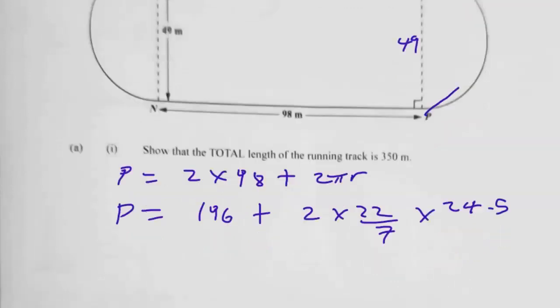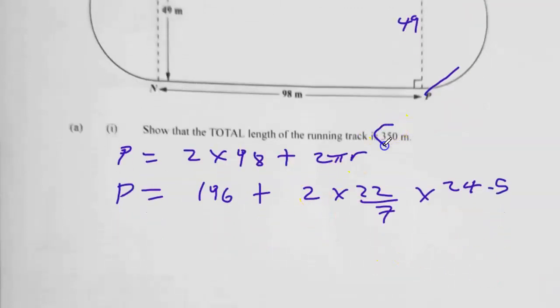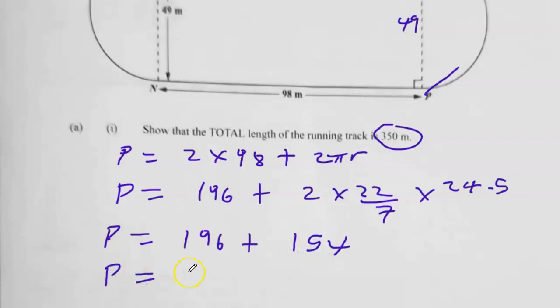And we can use our calculator to calculate this. The question says we should get 350. So P, the perimeter or the length of the track, is 196 plus, all this works out to be 154. And then we end up with 350 meters.